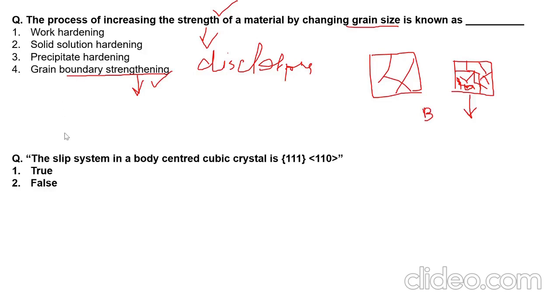To say is it true or false. The slip system in a BCC crystal is {111}, this is your plane, and <110> is your direction. So is it true that this is your slip system in a BCC crystal or not?